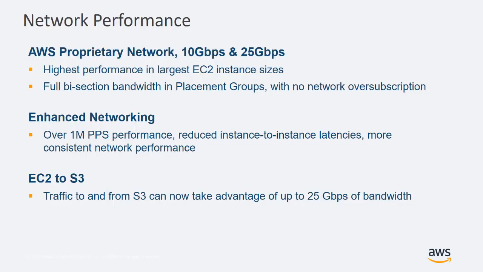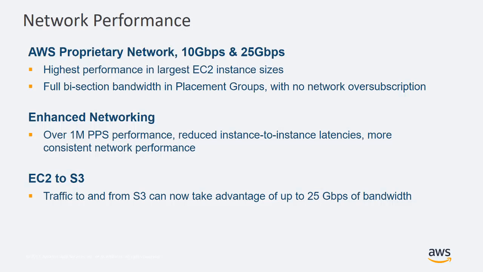So the next component in this, and moving your workloads to AWS, is networking. So as part of innovating on behalf of our customers and operating at the scale that we do, we've developed our own proprietary network. The initial release of enhanced networking was 10 gigabits. This networking delivered low latency, reduced jitter, and high throughput.